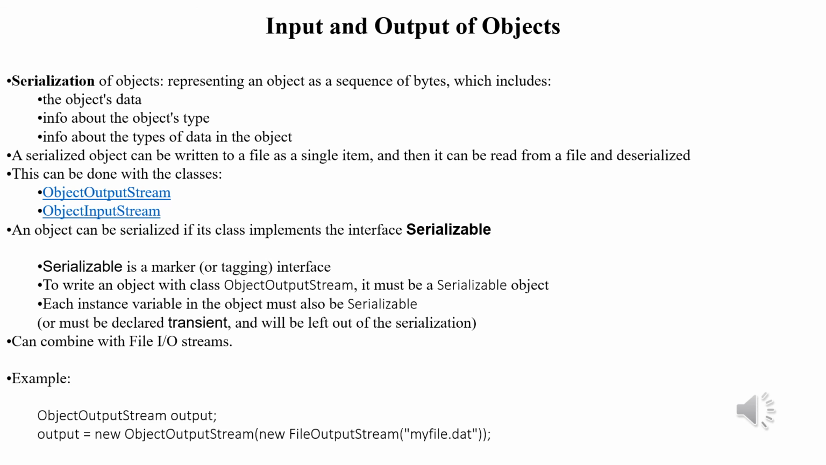So let's see the input and output of objects. First, serialization. What is serialization of objects? It means representing an object as a sequence of bytes that include the object's data, info about the object's type, info about the type of data in the objects. So these are the information that would be inside the sequence of bytes that represents the object.